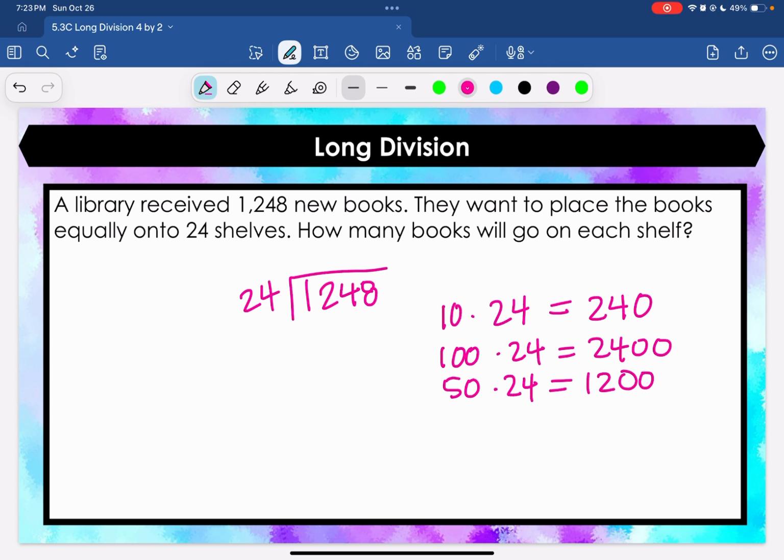So 50 times 24 is 1,200. So I'll subtract, get a difference of 48. And so the question is, how many 24s can go into 48? Well, hopefully you know it's 2. 2 groups of 24 is 48. Subtract, there's no remainder, so our actual answer would be 52.